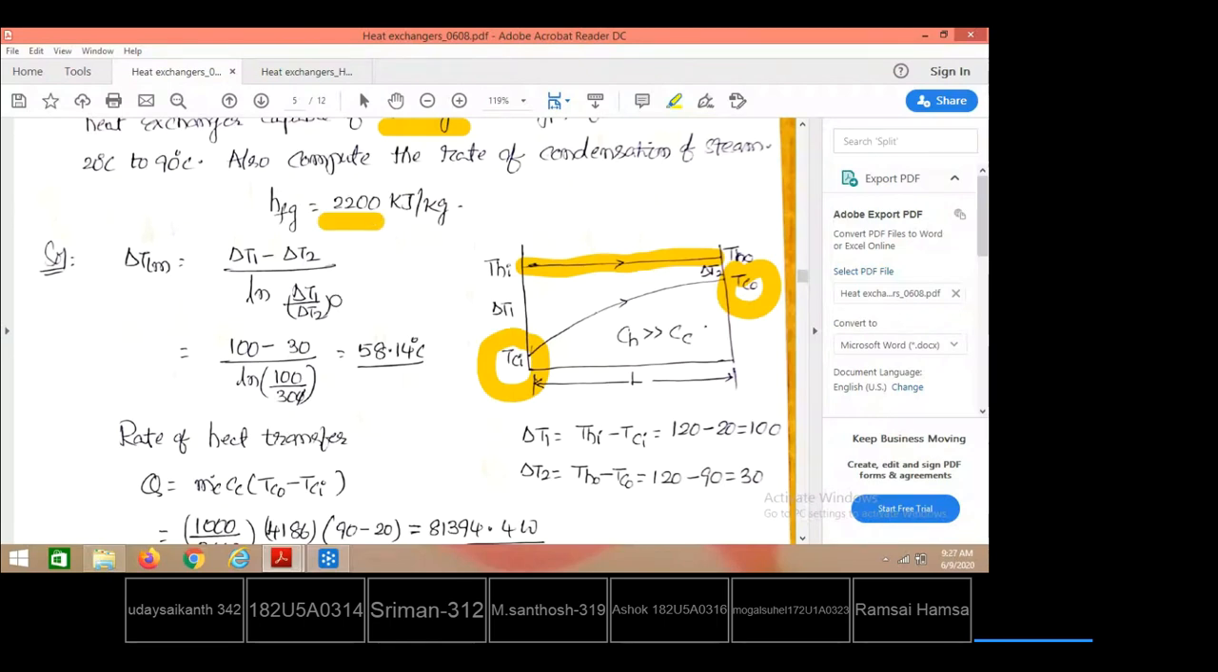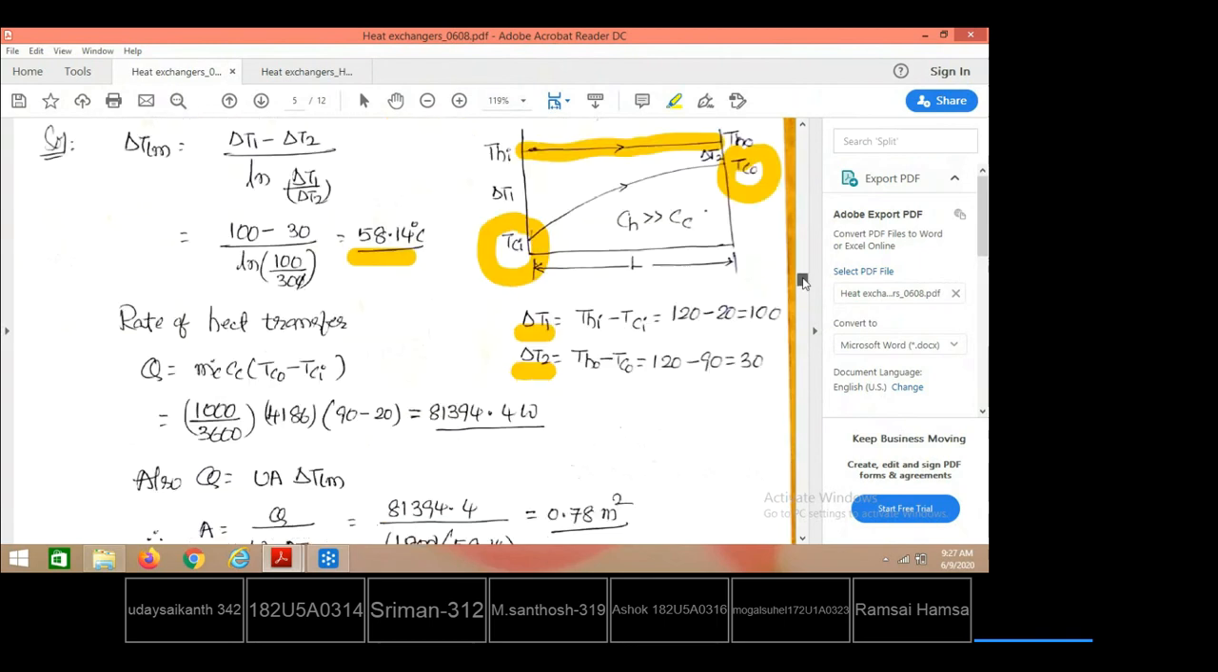In this case, what is delta TLM? Delta T1 is THI minus TCI. Delta T2 is TH naught minus TC naught. But THI equals TH naught in the case of a condenser. So I have separately calculated delta T1 and delta T2, the temperature difference between hot and cold fluid at inlet as well as at exit of the heat exchanger. From there, delta Tm I have got as 58.14 degrees centigrade.